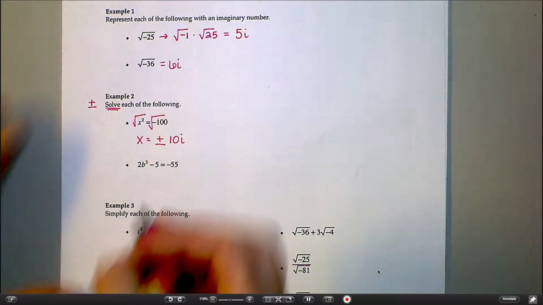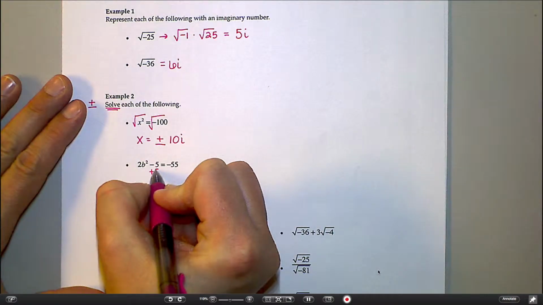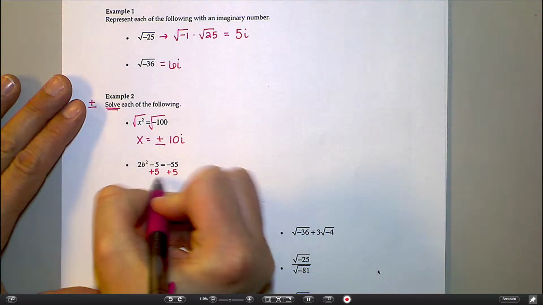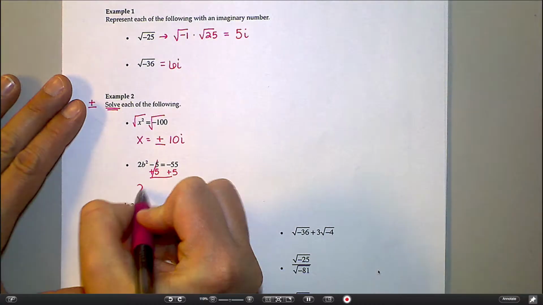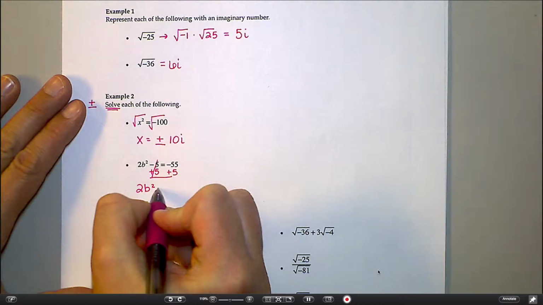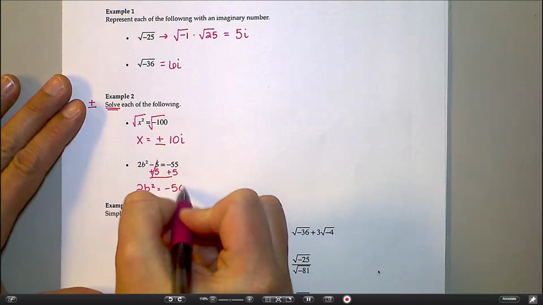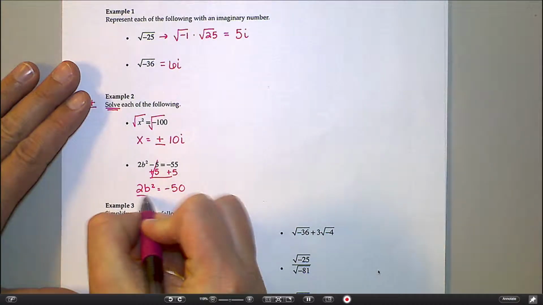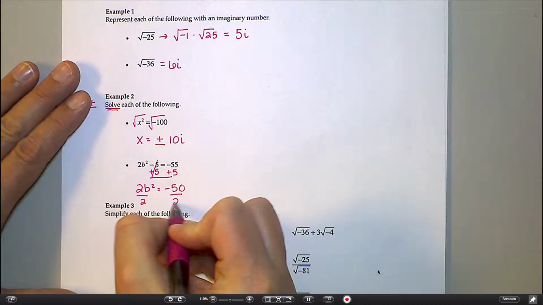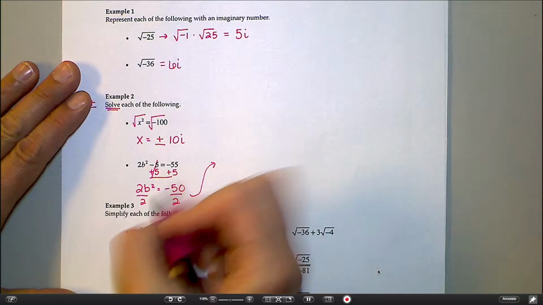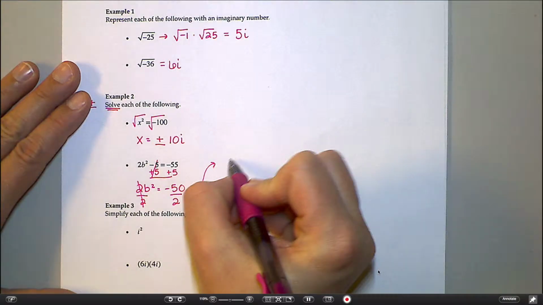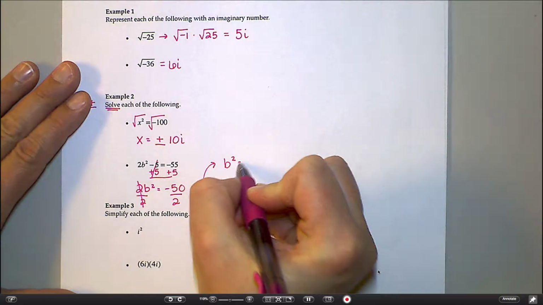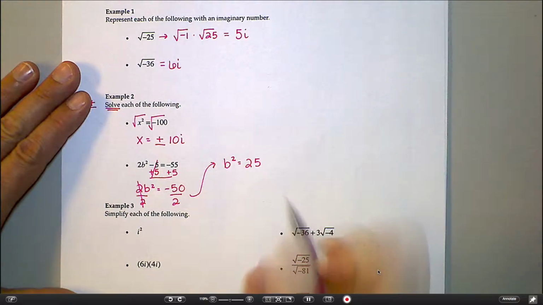Okay? I can add 5 to both sides. And I end up with 2b squared equals negative 50. What do you suggest from here? Yep, divide by 2. I'm going to go up over here. End up with b squared equals negative 25. And then I can do what?